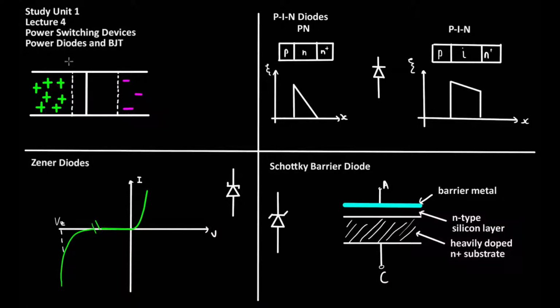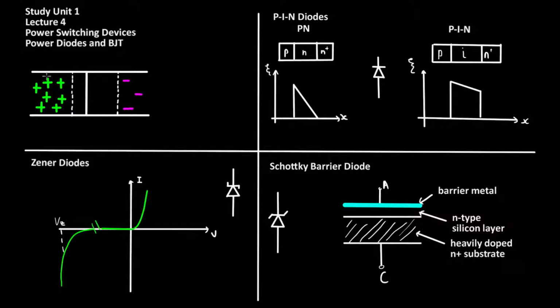Study Unit 1, Lecture 4. So the previous lectures discussed the basic principles behind the operation of a diode, but the homogeneous p-n junction can actually be modified to get different types of diode and change the way that the p-n junction behaves.